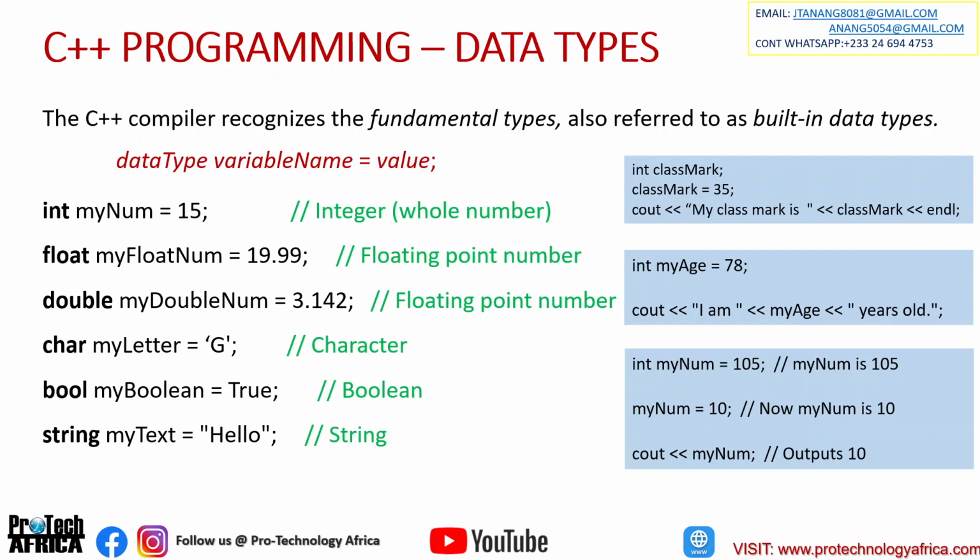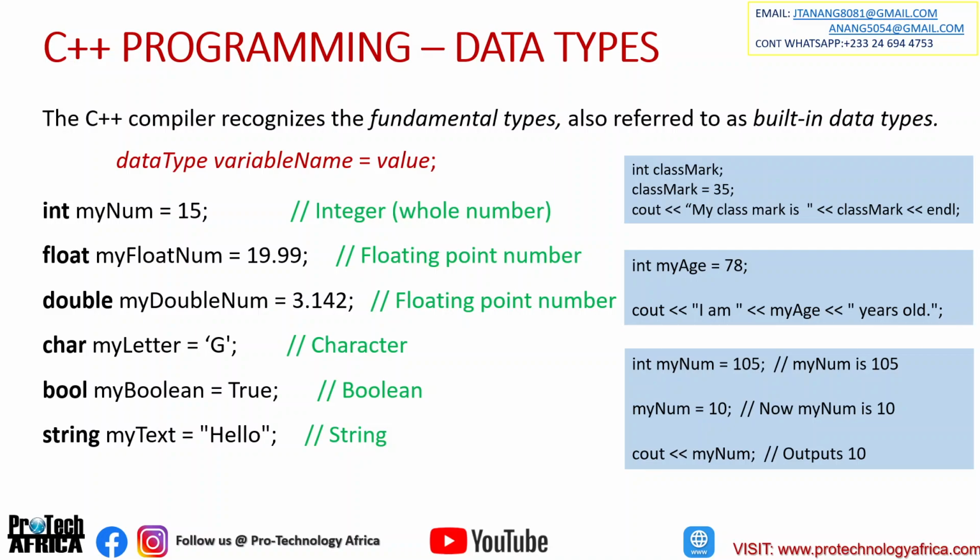And then we also have the char. The char means it's a character data type. And then we have myLetter, and it's equal to 'D'. So char here stores single characters. We can put in, let's say, A, B, C, D, E, F, whichever character we want to give. And then we also have bool.